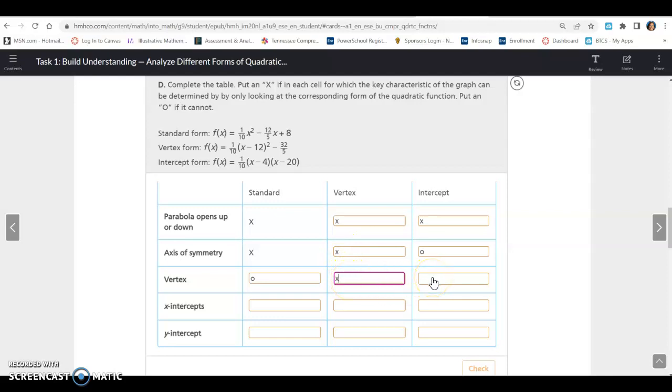And is the vertex easy to see in intercept form? And that one would be no. All right, the intercepts. Well, we know the intercepts are easy to see in intercept form, but what about vertex form or standard form? So both of these would be no. All right, your y-intercept. We can see the y-intercept in standard form, so this one would be a yes, but the y-intercept is not visible in the other two forms.